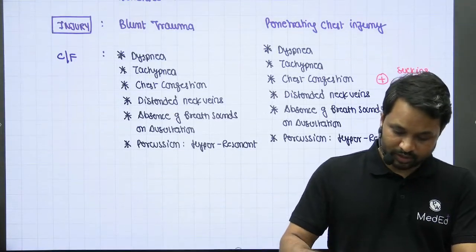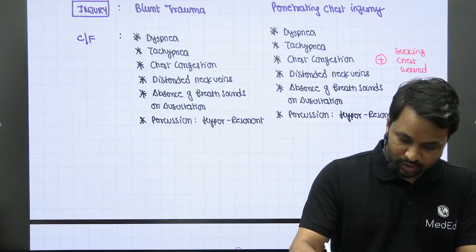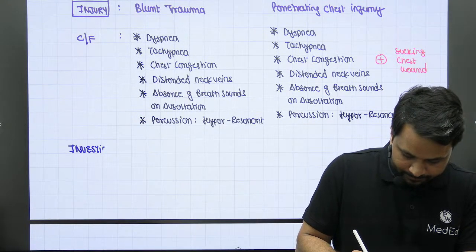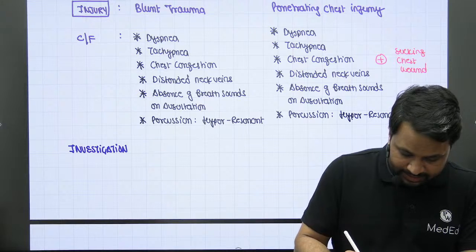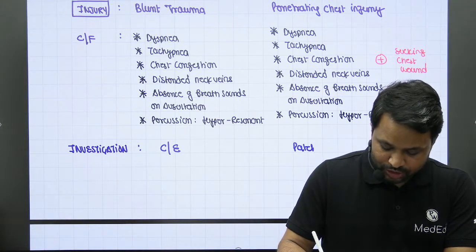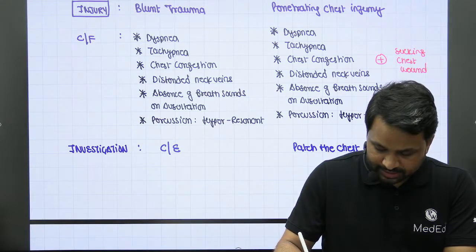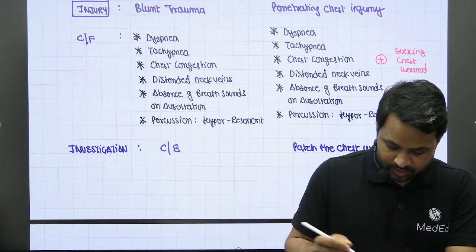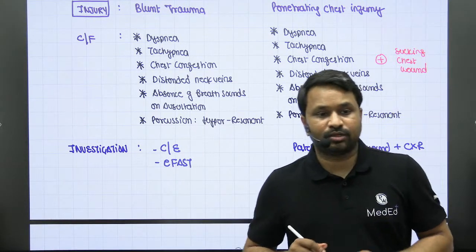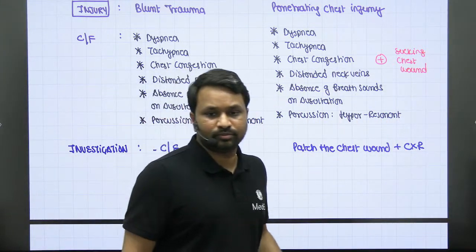Now how would you like to evaluate? In terms of investigation, tension pneumothorax is a ticking time bomb. So here it is only clinical examination. Here we have to patch the chest wound and send the patient for chest x-ray. Here you can do something called an E-FAST, that is your extended protocol for your focused assessment with sonography in trauma.